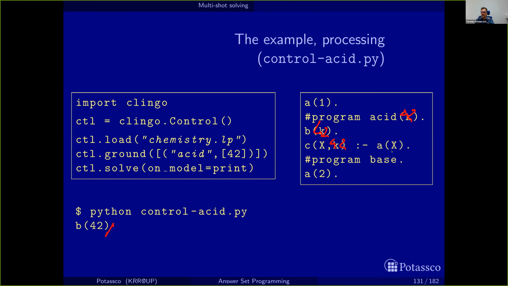But this rule here, since we do not ground the base program, we have no instances of A, hence we get no instances of C or whatever, right? So the only thing that we get when we ground ACID for the value 42 and solve it is B42. Actually, there's not really solving going on here, but good.